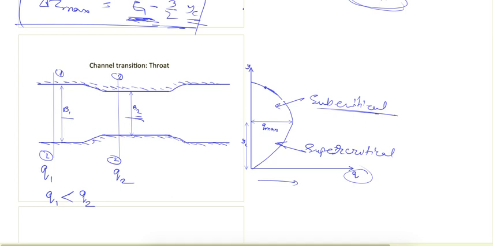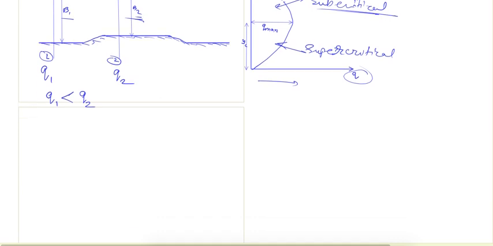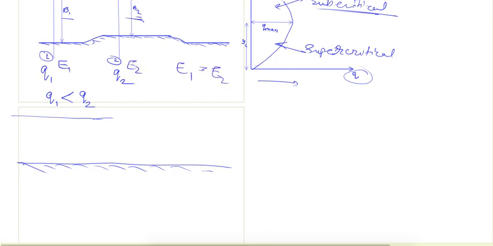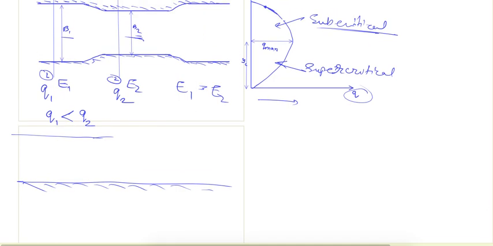So what is happening here? One more thing here is the bed level is not changing. So just the width is changing, bed level is not changing. So what is the implication of that is specific energy will remain same at both these sections, specific energy E1 and E2. So E1 is equal to E2 because there is no change in the bed level. So there are two cases, subcritical zone and supercritical zone. So first let's see for subcritical zone.